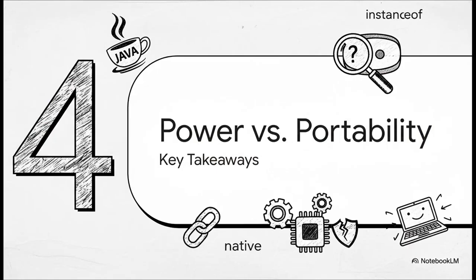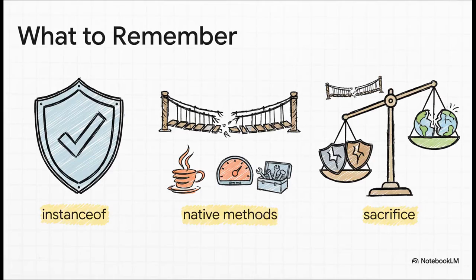Okay, let's pull all this together. We've looked at two very different tools in the Java toolkit, each designed to solve a very different kind of problem. So what are the big takeaways here? What do you really need to remember? First off, use instanceof. Use it all the time. It's your best defense against those nasty casting errors and runtime crashes. It's just good, solid defensive coding.